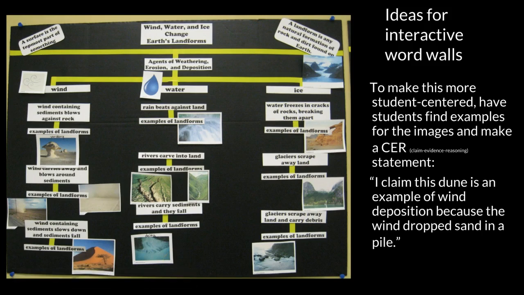So the example I have is that maybe a student were to look at the dune picture on here and say, I claim this dune is an example of wind, here's wind, deposition, okay, because the wind dropped the sand into a pile, which is the definition of deposition, dropping the sediment. And then this ties in the landform there. So kind of start wherever you are with this, but I just wanted to show you this example because it can be a really powerful teaching tool.